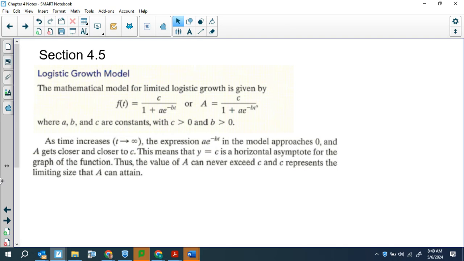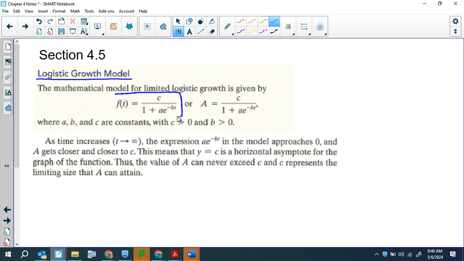All right, we did talk about the logistic growth model a little bit earlier in this chapter, but we're going to look at it a little bit more these last three. So if I were you, what I'd be writing down is the logistic growth model, and either of these equations are the same. I would probably just write this one, f of t equals c divided by 1 plus a times e to the negative t power.